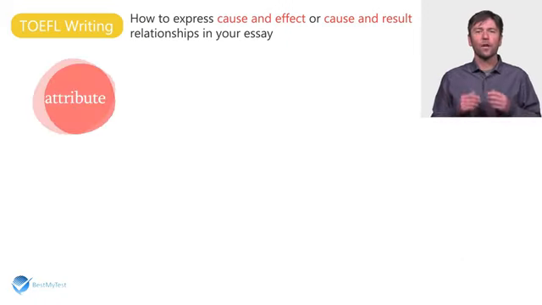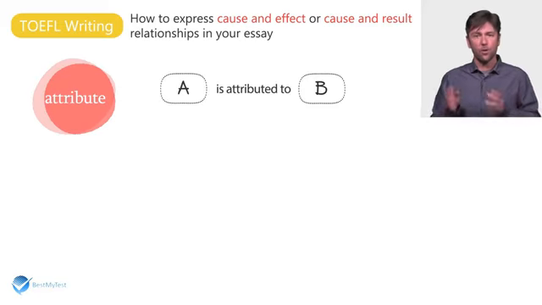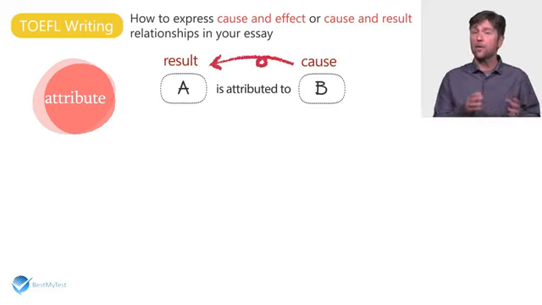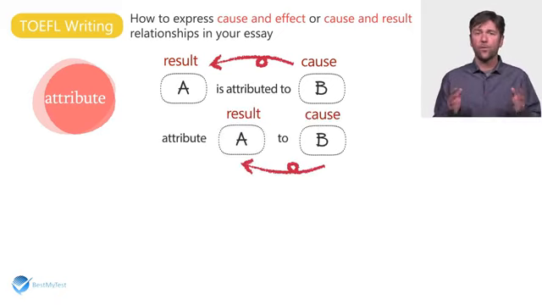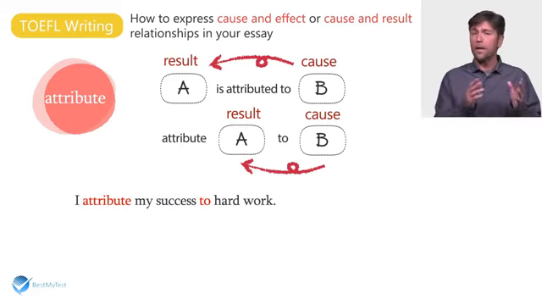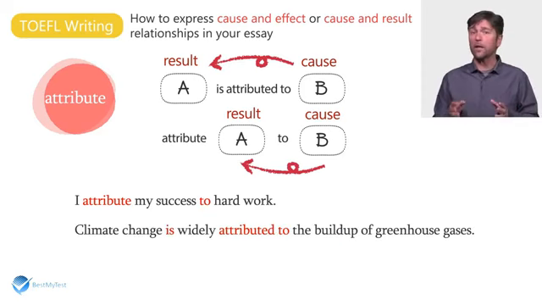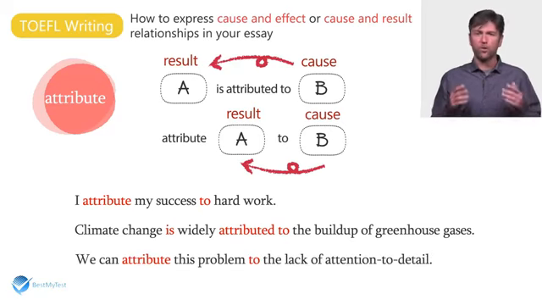Okay, let's look at our final word, attribute or attributed. A is attributed to B means A is the result of B, and B is the cause of A. The following demonstrate how to use attribute. I attribute my success to hard work. Climate change is widely attributed to the buildup of greenhouse gases. We can attribute this problem to the lack of attention to detail.